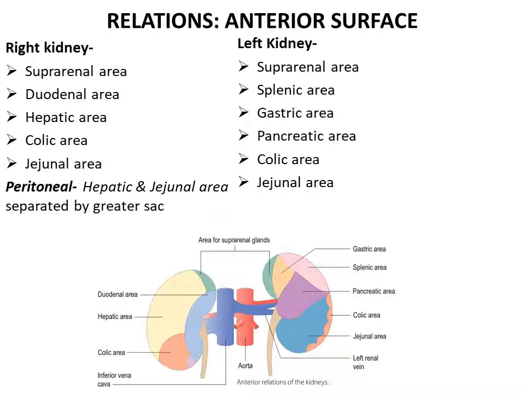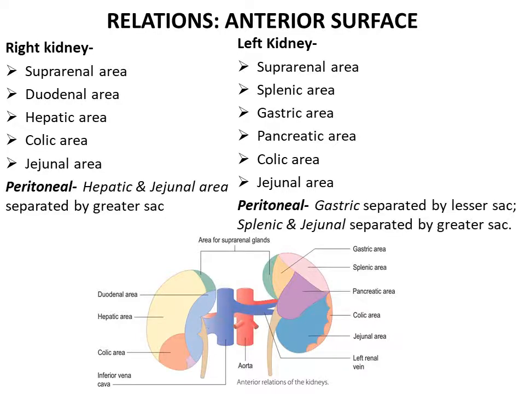The colic area lies in the lower part of the lateral border related to the left colic flexure or the splenic flexure, and the jejunal area here is large and lies in front of the lower pole. It is related to the duodenojejunal flexure and the coils of jejunum. Out of the 6 areas, 3 are peritoneal. The gastric area is separated by the lesser sac, whereas the splenic and jejunal areas are separated by the greater sac.